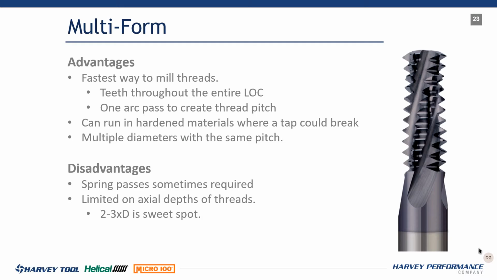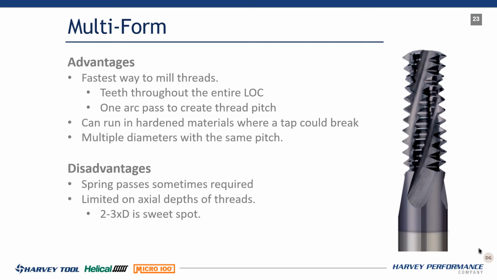Now you notice I said fastest way, got a real good play on words, right? To mill threads, if you're going to mill threads, one of your fastest ways is to use a multi-form. The teeth are throughout the entire length of cut. That means if you're running a 5/16 thread depth, you can get there with one arc pass to create the thread pitch.